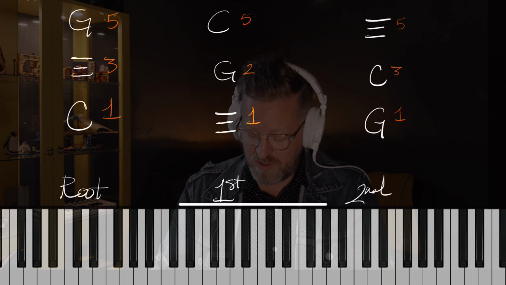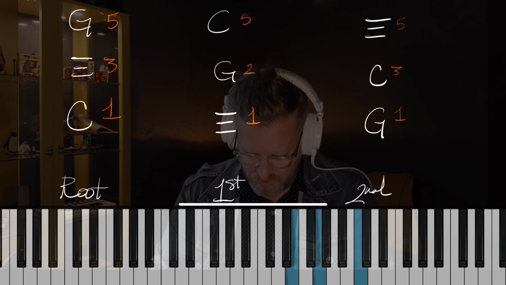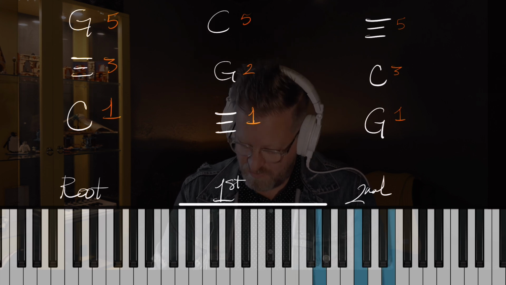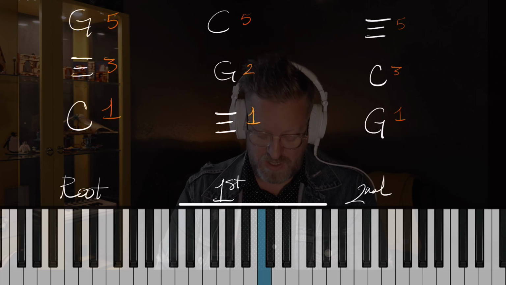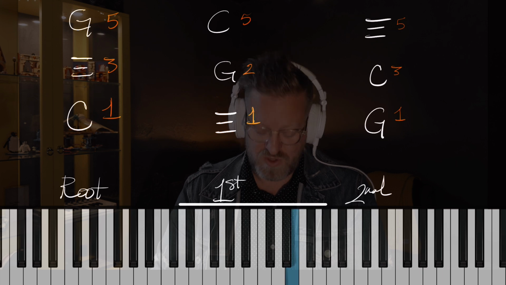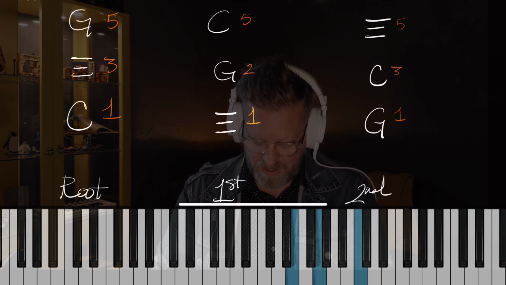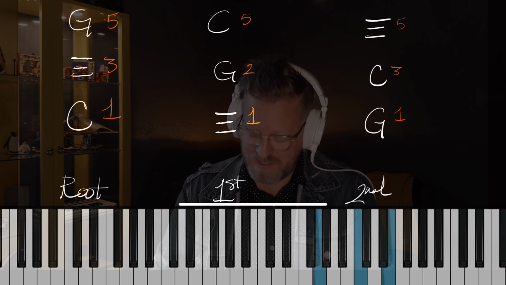So let's just play through this once, where we go root, first inversion, second inversion, and you can go slower than this if you want to. Let's do one that's broken. 1, 3, 5, first inversion, 1, 2, 5, second inversion, 1, 3, 5, and let's take it back to root.